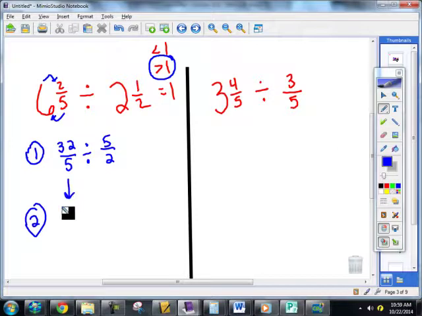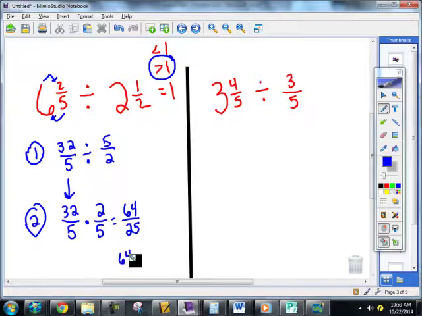Now, dividend stays the same. Divide becomes multiply, and the reciprocal of 5 over 2 would be 2 over 5. Now we're ready to go. This is going to be 64 over 25. Now, when I'm trying to simplify this, the only factors of 25 that I know of are 1, 25, and 5, which none of those are a factor of 64. So this is in simplest form.